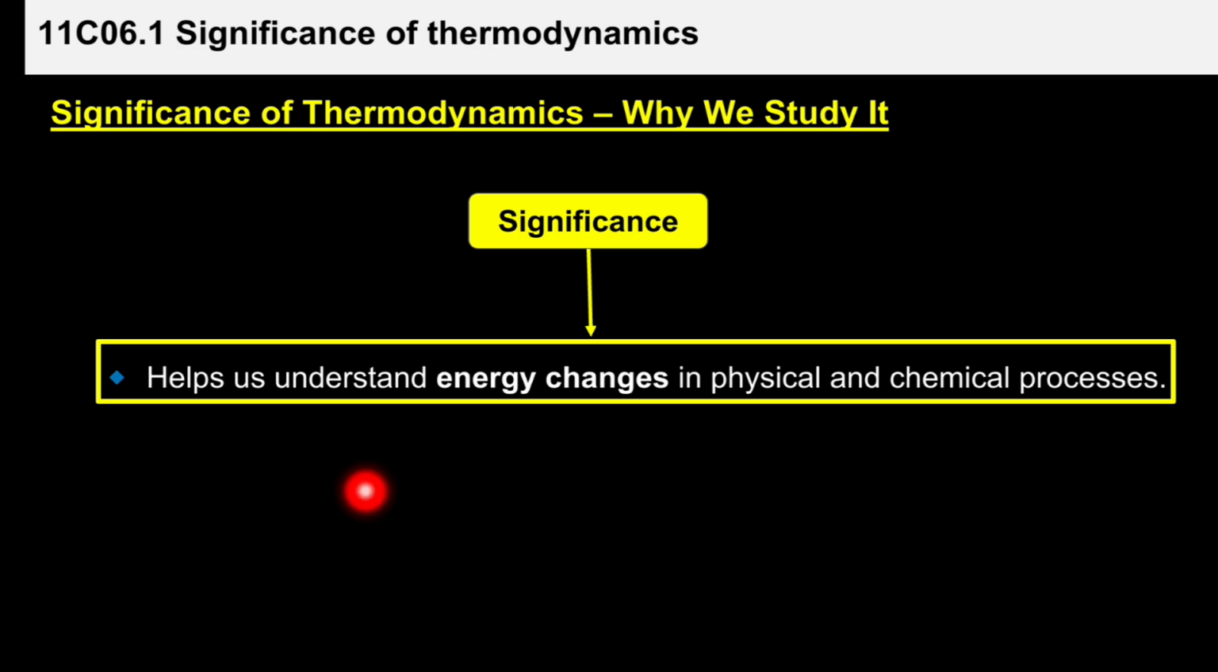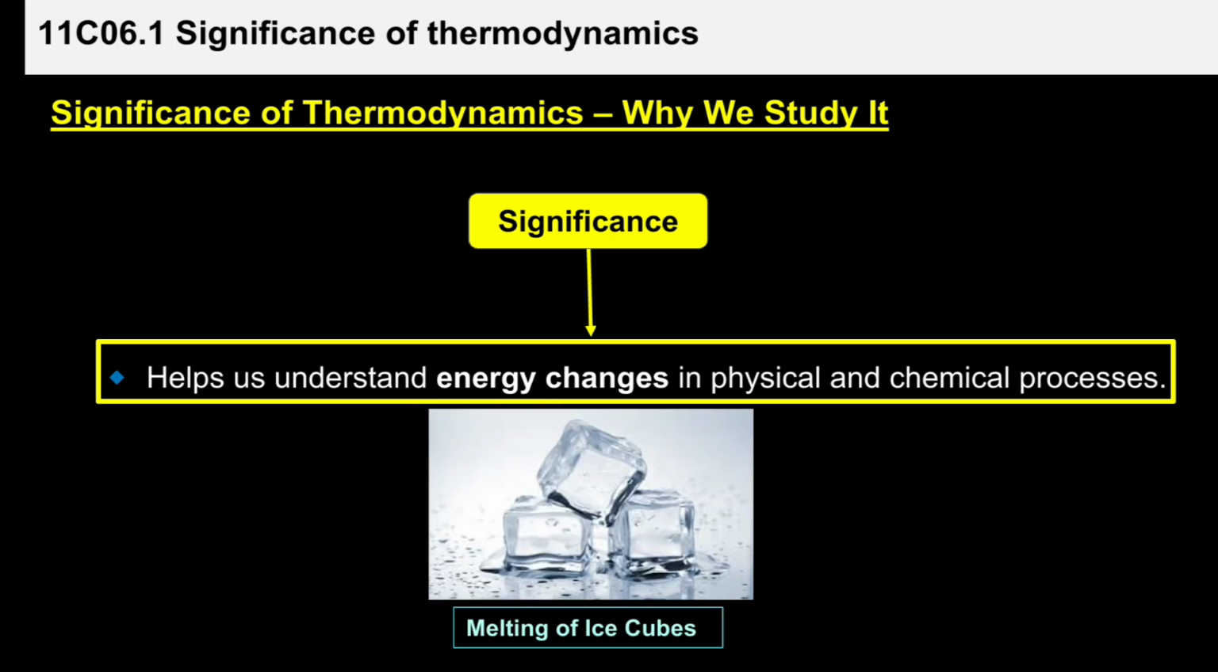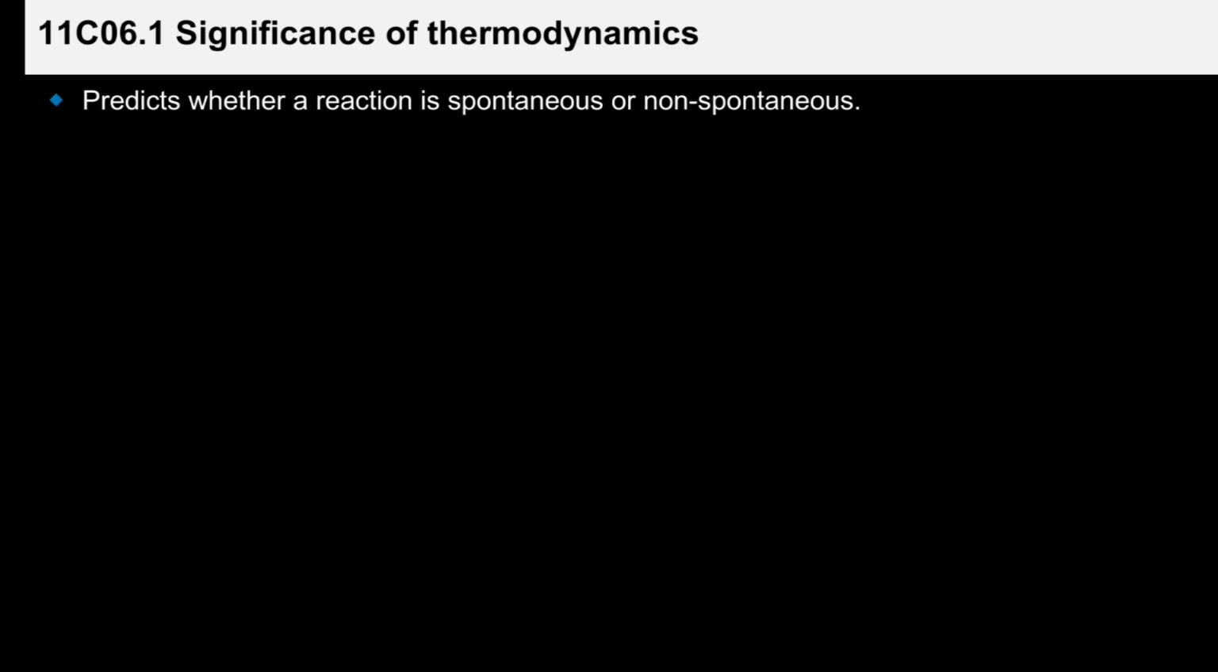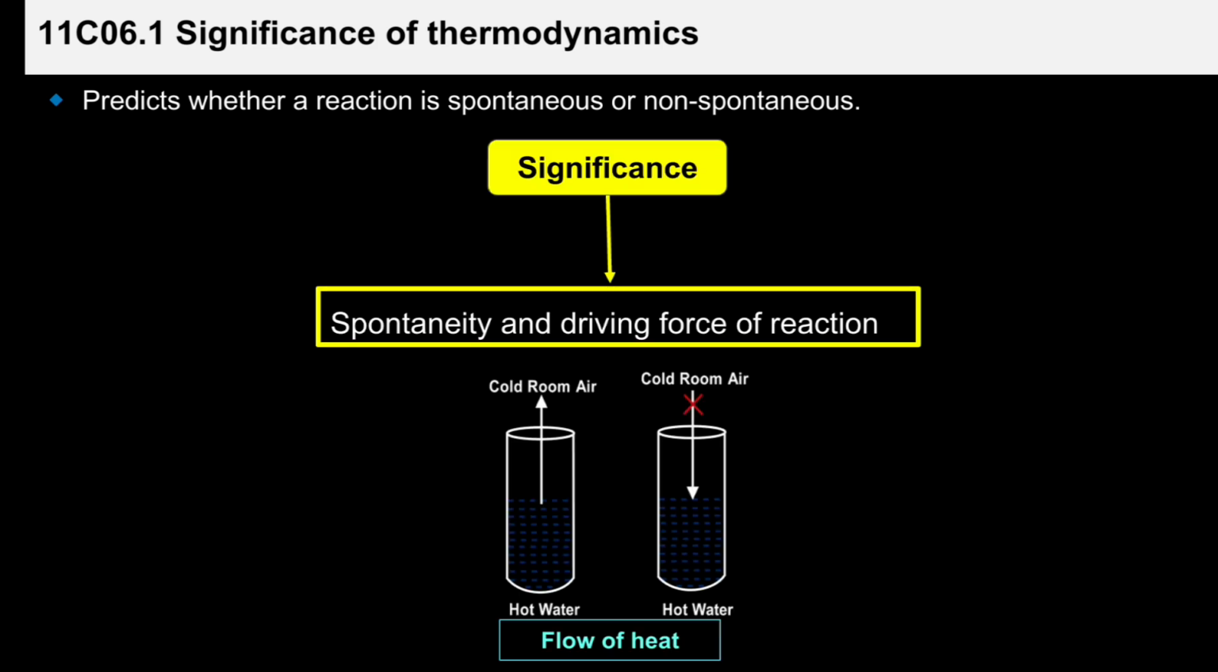It helps us to understand energy changes in physical and chemical processes. For example, melting of an ice cube. Ice absorbs heat from the surroundings. This heat is used to change its state from solid to liquid without raising its temperature. It also helps to predict whether a reaction is spontaneous or non-spontaneous.